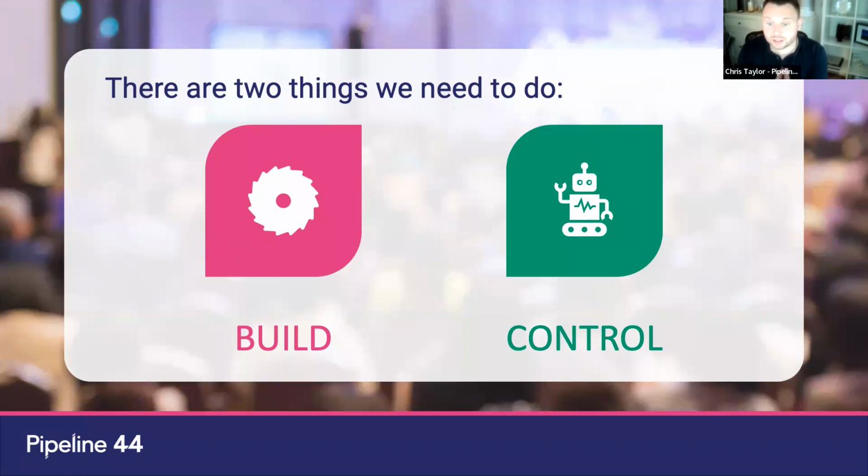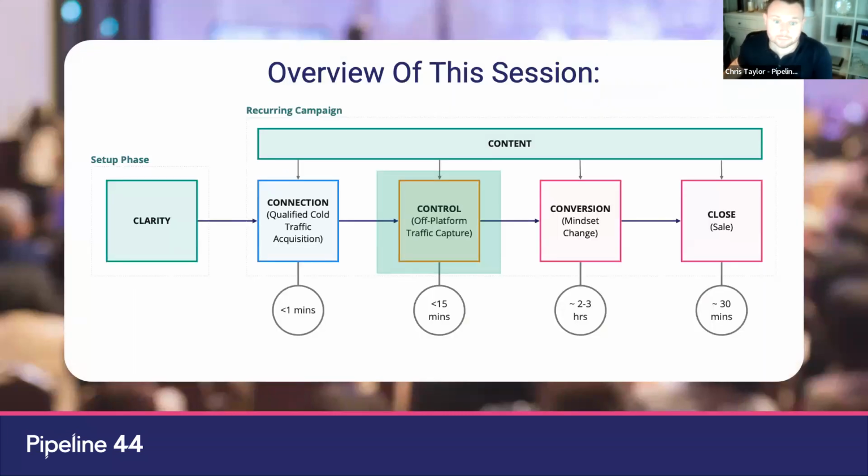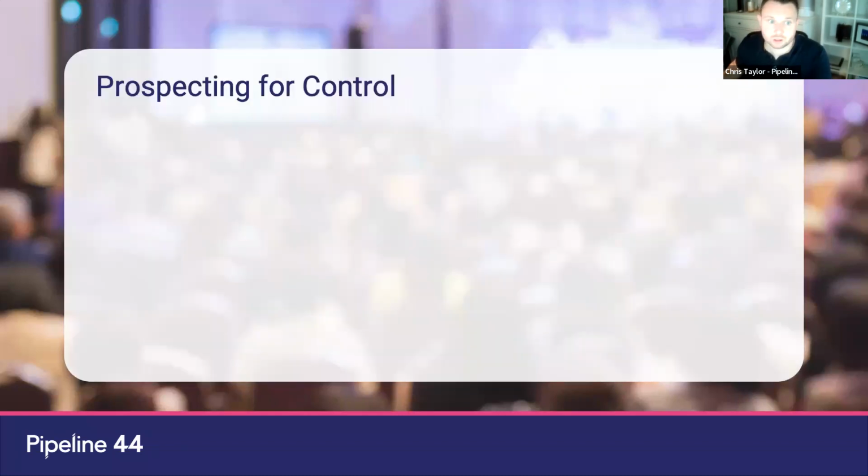The second part to this is control. So there's one thing having an audience on LinkedIn. There's another thing being able to control it. And this comes back to that overall framework, right? This is how you take people off of LinkedIn and into a place where you have the ability to communicate to them. Now, the way that we do this is via prospecting.